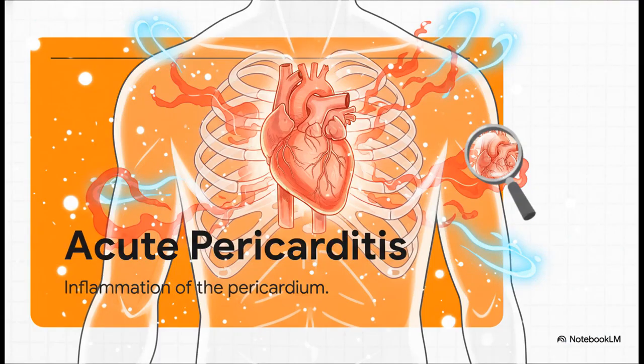So what is actually going on here? Well, at its most basic level, acute pericarditis is just inflammation of the pericardium. That's the thin, two-layered sac that surrounds your heart. You can kind of think of it like this protective sleeping bag for the heart. And when that sac gets angry and inflamed, you get all the classic symptoms we're about to cover.